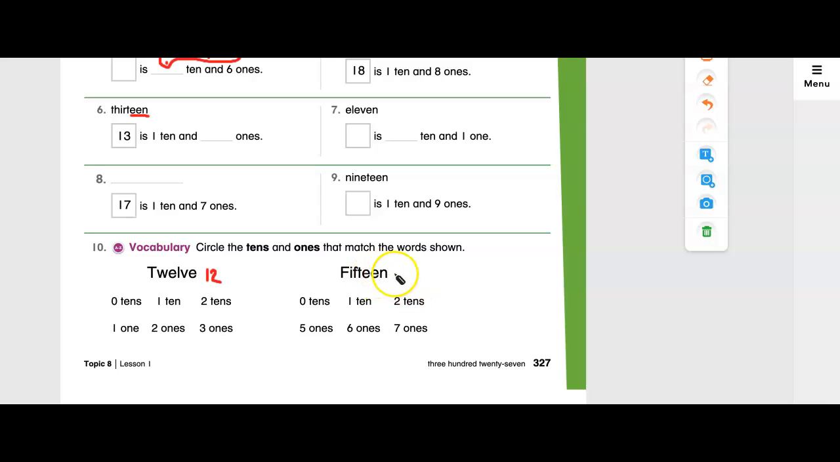You will also do the same for this number, 15. In the number 15, how many tens are there? 0, 1, or 2? How many ones are there? 5, 6, or 7?